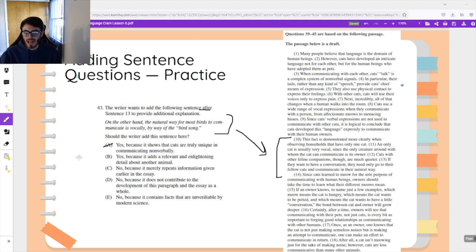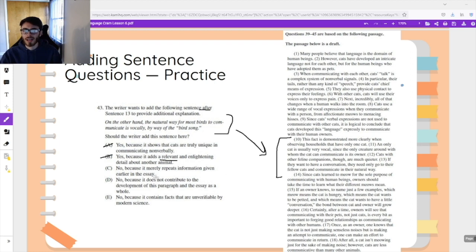B: Yes, because it adds a relevant and enlightening detail about another animal. Again, sure, it does add a detail about another animal, but it's definitely not relevant. And just because it adds more information doesn't always mean it's good information, right? More information isn't always good information if it's not related to the purpose of the essay or the main idea of the passage. So we're left with 3 no answers here.